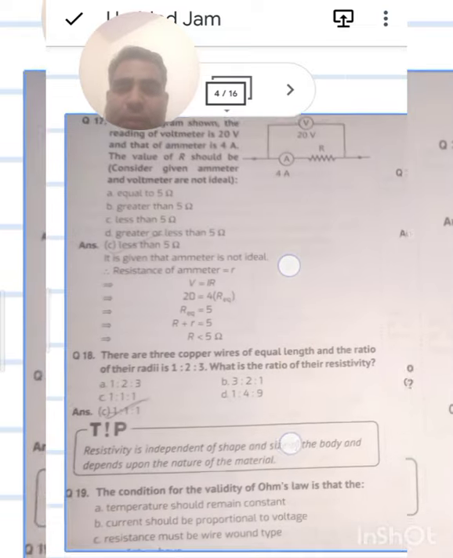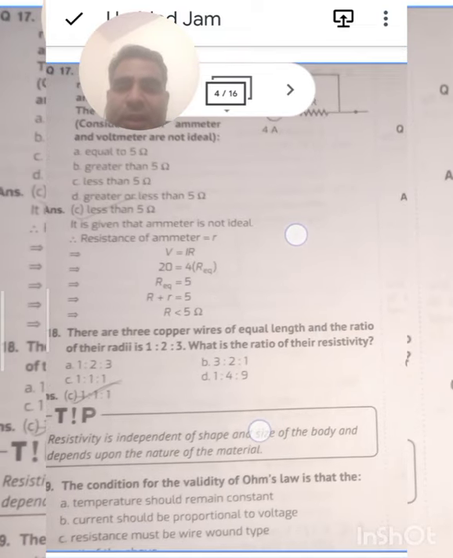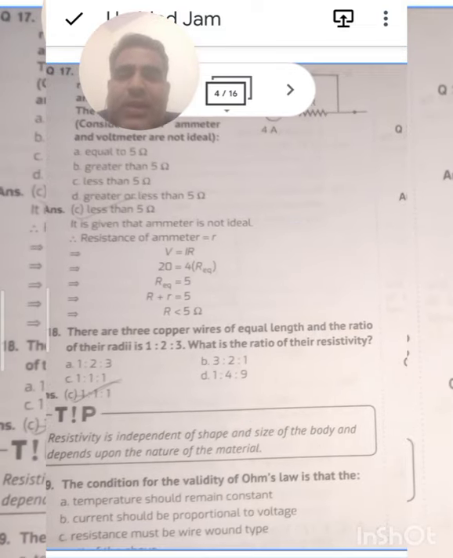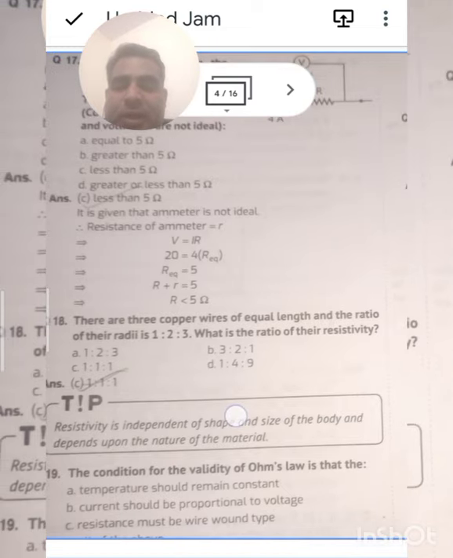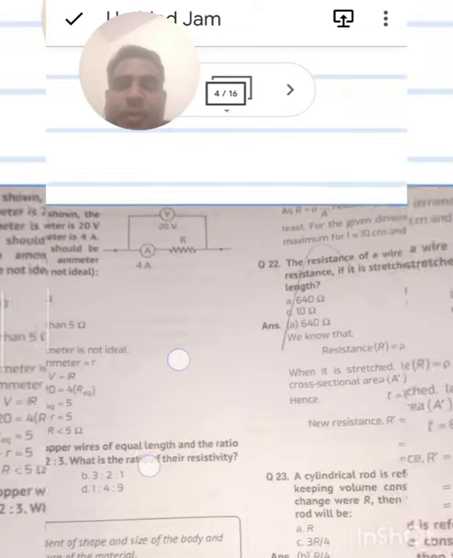There is a very important question. There are three copper wires of equal length and the ratio of their radii is 1:2:3. What is the ratio of their resistivity? Resistivity is again 1:1:1, because resistivity is independent of the shape and size of a conductor. It depends upon the nature of the material.